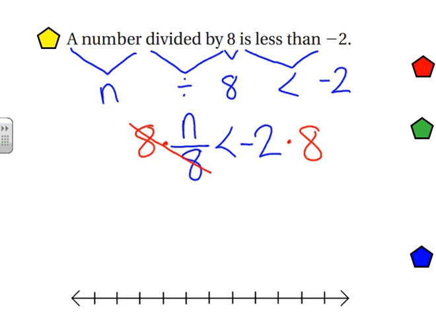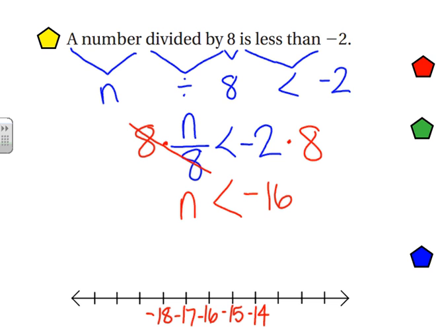8 divided by 8 is 1, so we get 1n. Negative 2 times 8 is negative 16, and we did not multiply by a negative. Even though we have a negative 2, the number we're multiplying by is positive, so we leave the symbol alone. So we've got negative 18, negative 17, negative 16, negative 15, negative 14. I need an open circle going to the left.